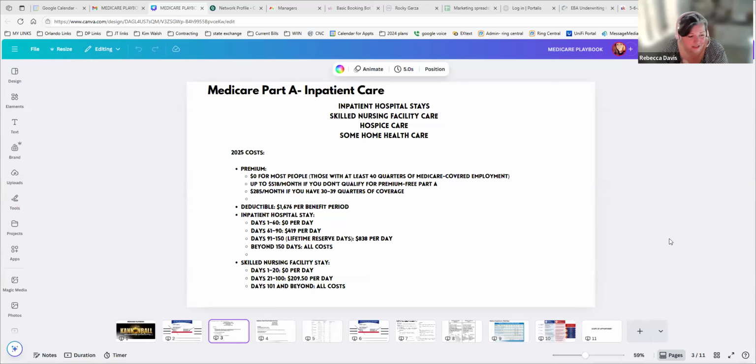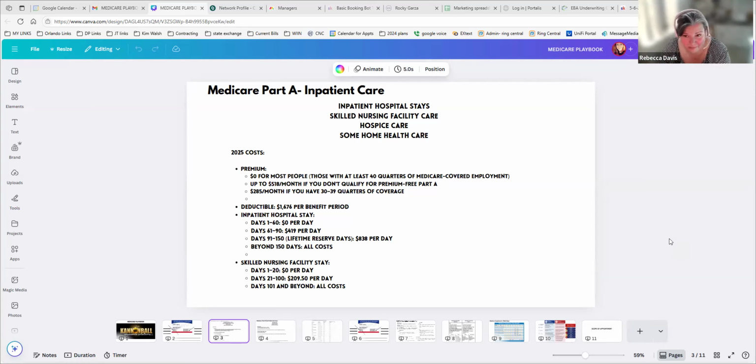So skilled nursing, to get you home: days 1 through 20, skilled nursing is covered at a $0 copay per day. So your first 20 days of skilled nursing is covered under Medicare. From days 21 to 100, though, that skilled nursing jumps up to $209.50 per day. And after day 101, if you're still there, you're absorbing all costs.